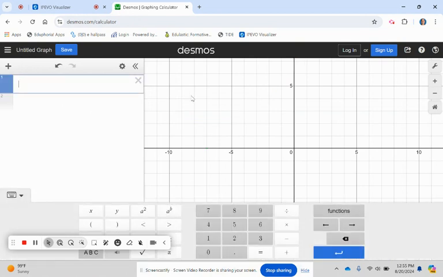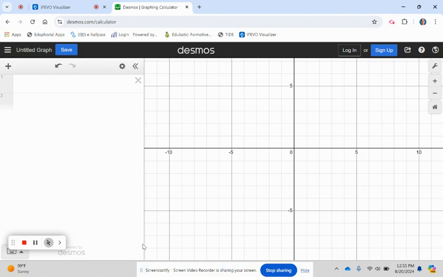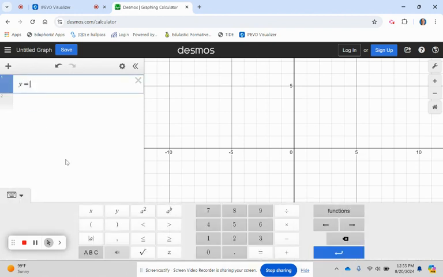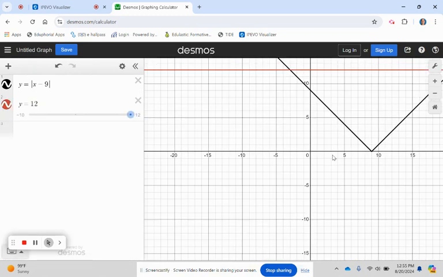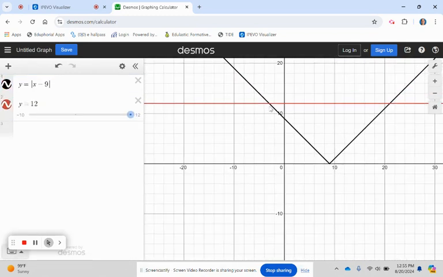So y equals absolute value of x minus 9 and y equals 12. And then I'm going to zoom out, click on the point of intersection, so we get negative 3 and 21.